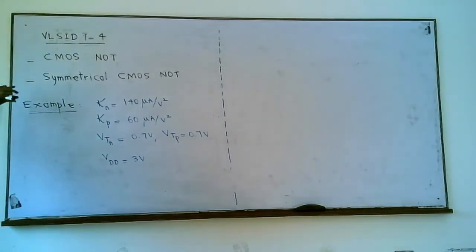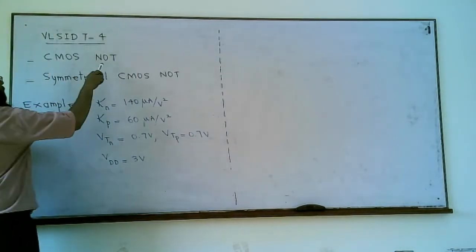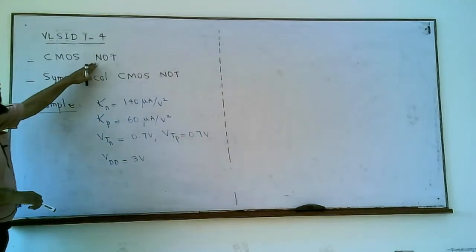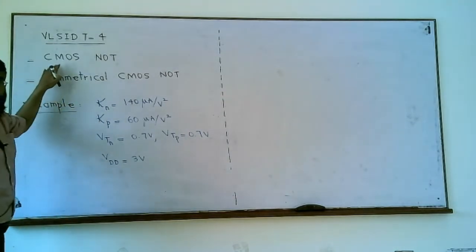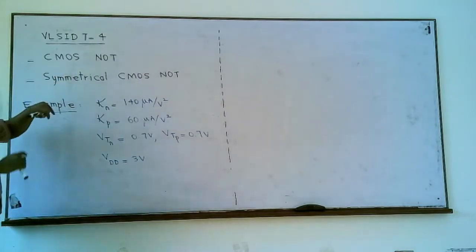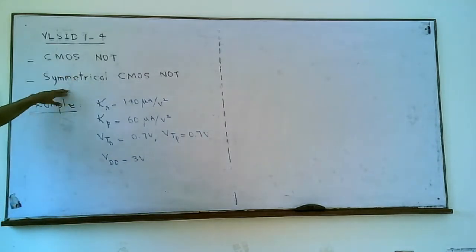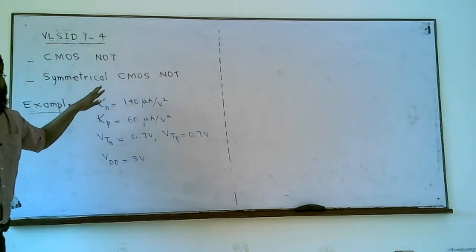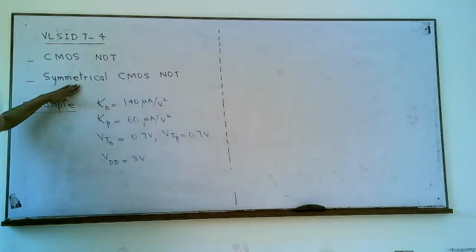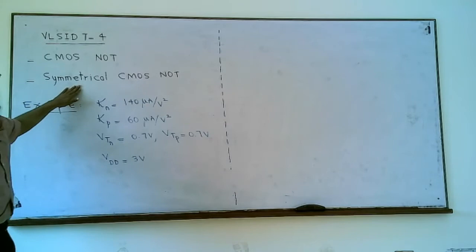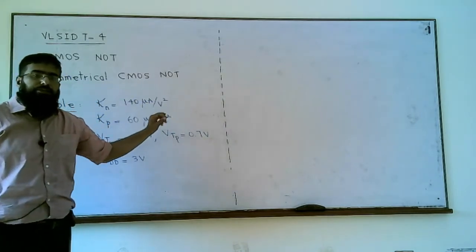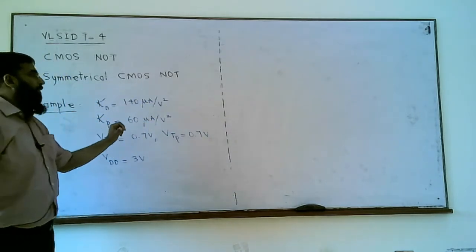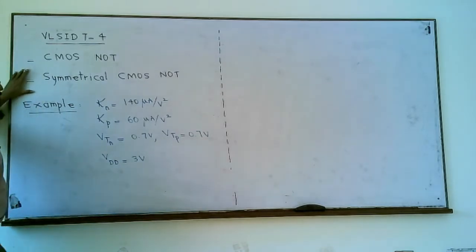Welcome to the fourth lecture from chapter number 7. In the last lecture we studied some basics of the CMOS NOT, the VTC and the expression to derive VM, the middle voltage. We also studied the symmetric NOT where VM is exactly equal to VDD by 2, and we discussed that when beta n is equal to beta p and Vtn is equal to Vtp, we get a symmetrical CMOS NOT.